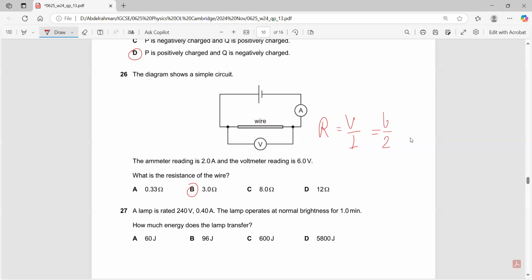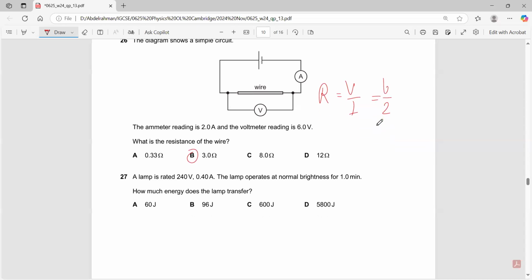Yes, 3 ohms. Correct. A lamp is rated 240 volts, 0.4 amperes, at normal brightness for 1 minute. How much energy does it transfer? To calculate the energy, you have the voltage, the current, and the time. Energy equals VIT. The time has to be in seconds, so if it's in minutes, you multiply by 60.